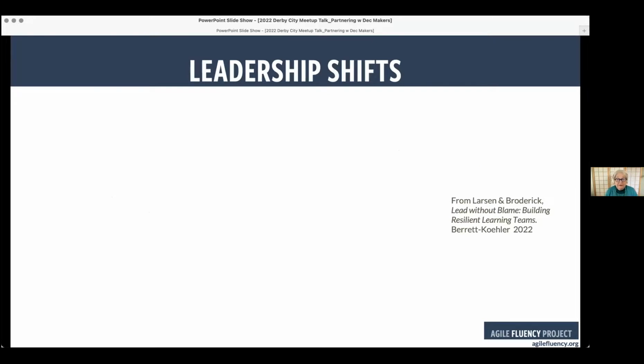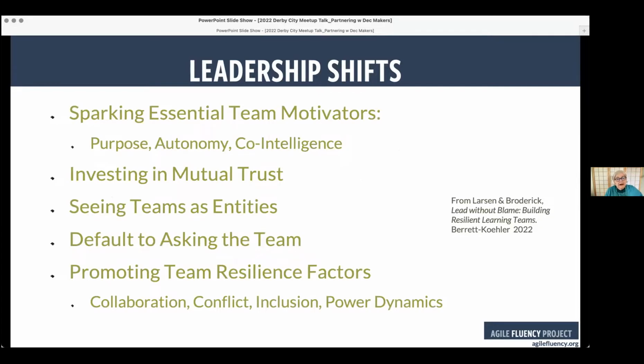And this is material that's out of the new book that Tricia Broderick and I just have written. They need to be thinking in terms of team motivators, and we're going to be talking about that. They need to invest in mutual trust all around the place, and be able to shift thinking from individual contributors to teams. They think of teams as an entity, a production unit. What do we need to do to take care of this? We definitely do care and maintenance on our cars because it's a transportation unit for us, right? What are we doing for our teams?